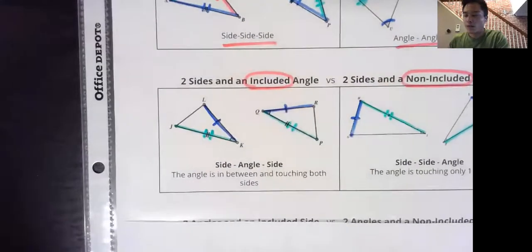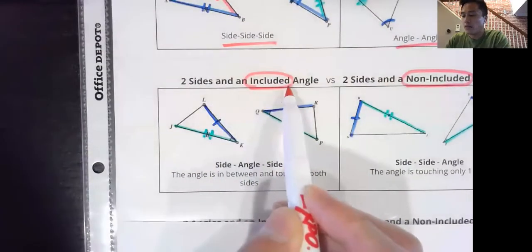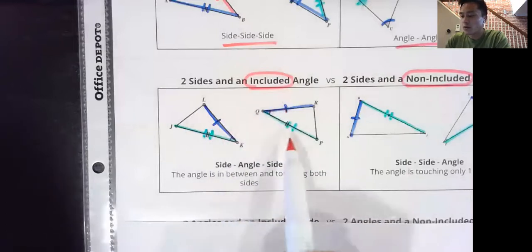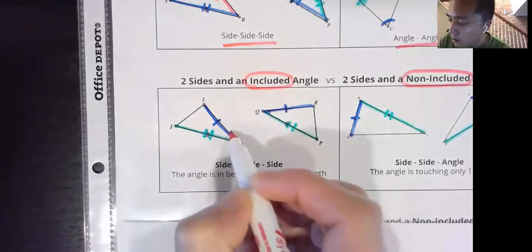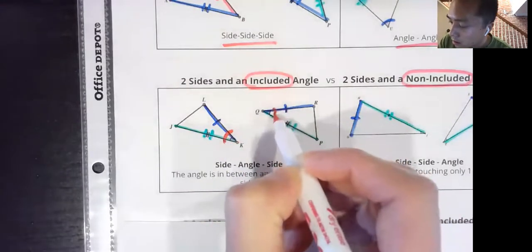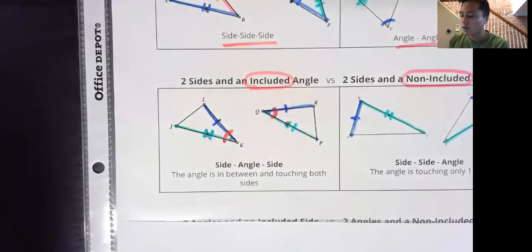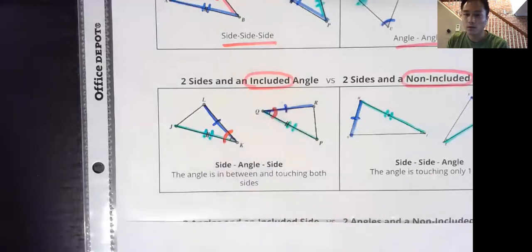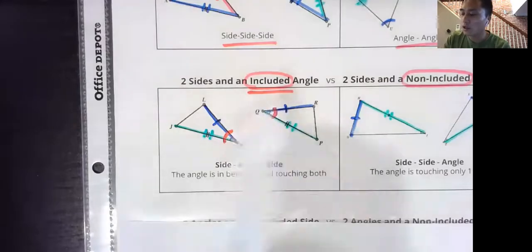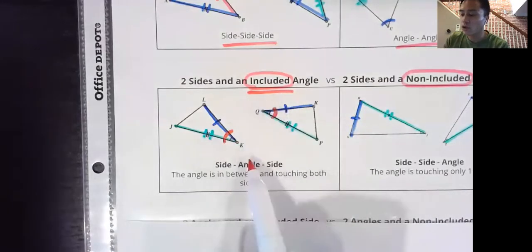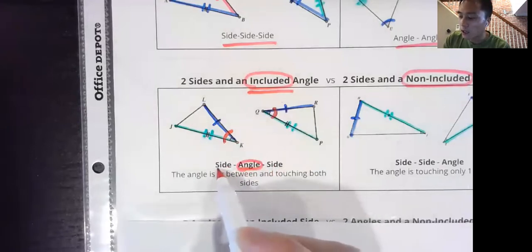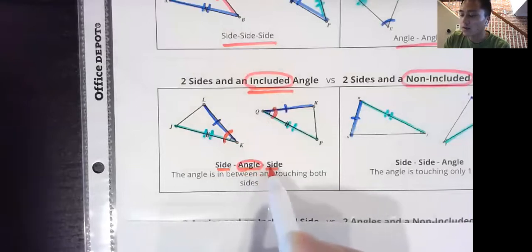Let's look at this example on the left of two sides and an included angle. So we have the two sides as being congruent between the two triangles, and the angle that's congruent is in between the two sides. It's touching both of the sides. It's sandwiched in between the two. That's why we call it an included angle. And when we write out the shorthand, we write side, angle, side. The angle is in between the two sides when we list it out, just like it is in the diagram.